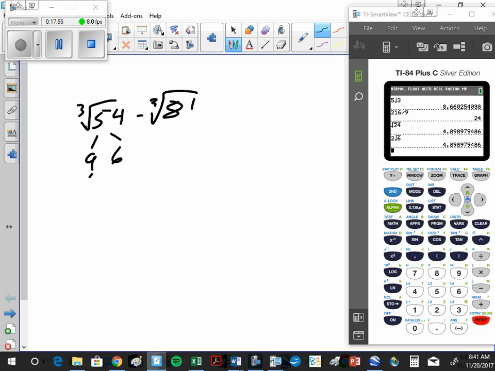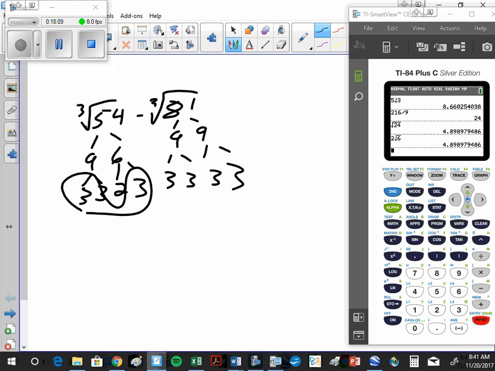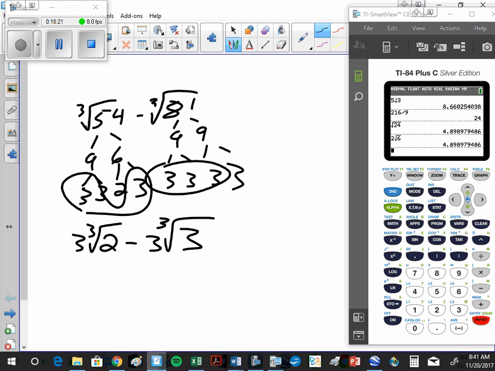this would be 9 and 6, 3, 3, 2, 3, 9, 9, 3, 3, 3, 3. Do I have any triplets? A triplet of 3s with a 2 left over, a triplet of 3s with a 3 left over, 3 cubed root of 2 minus 3 cubed root of 3. What's the answer? It will be negative 1 cubed root of 3. Do I need to write the 1? Nope, you can just say negative cubed root of 3.